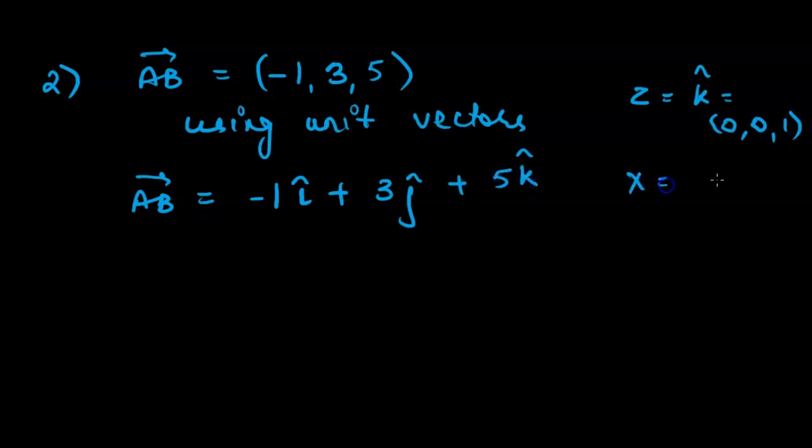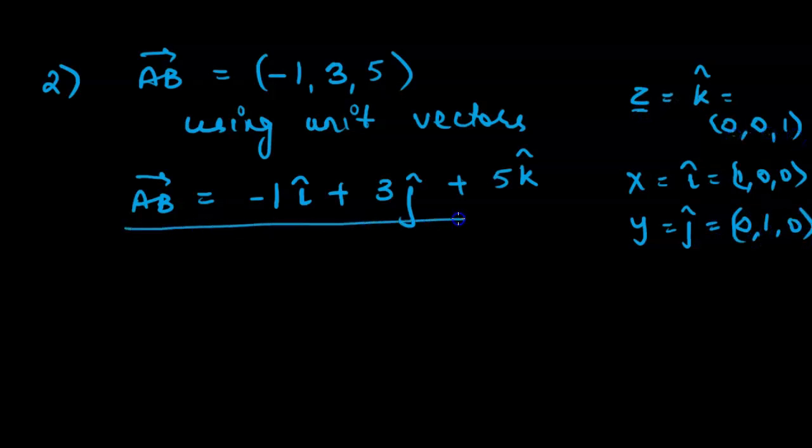So the x-axis in 3 space, i, is represented as 1, 0, 0. The y-axis is represented as j, written as 0, 1, 0. And the z-axis is represented as k, written as 0, 0, 1. So this is how we represent a vector using unit vectors in 3 space.